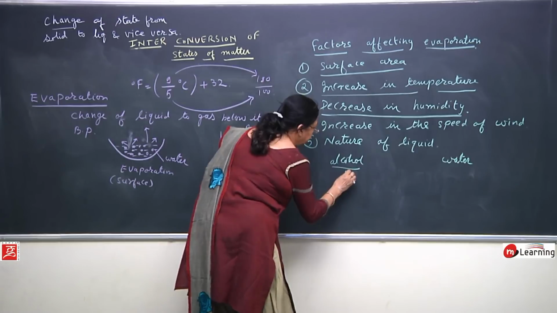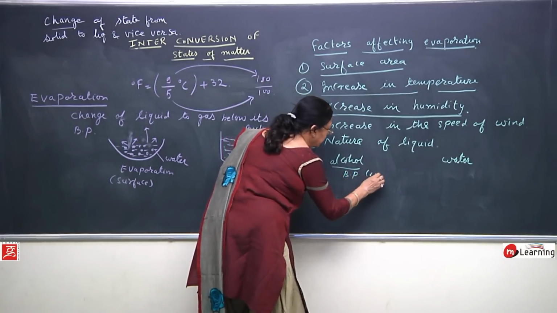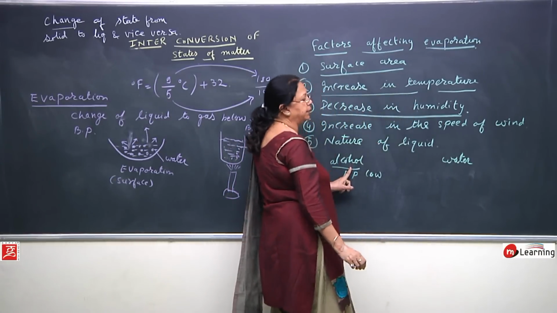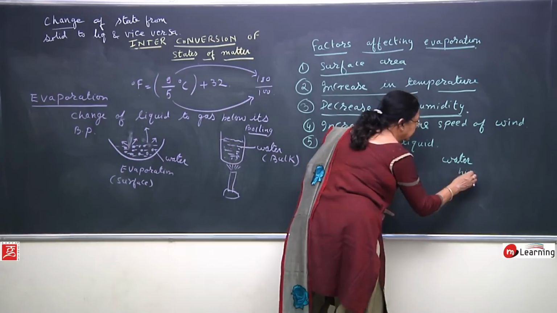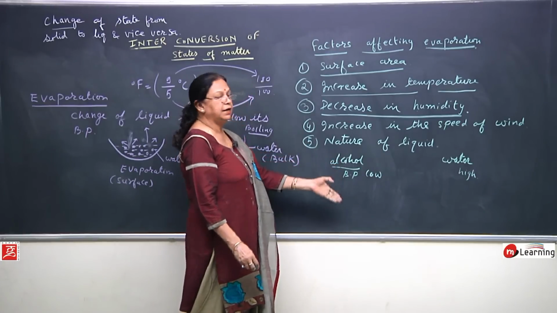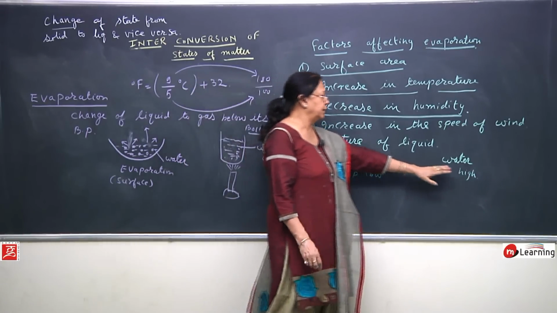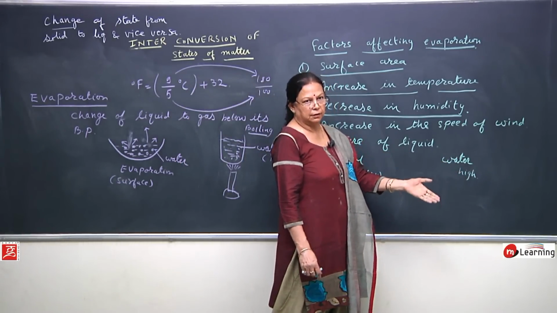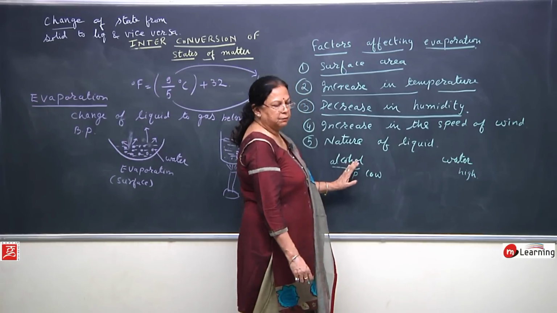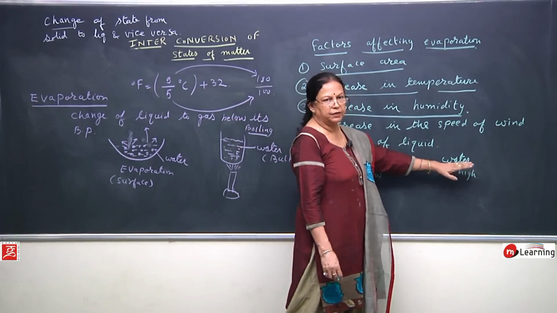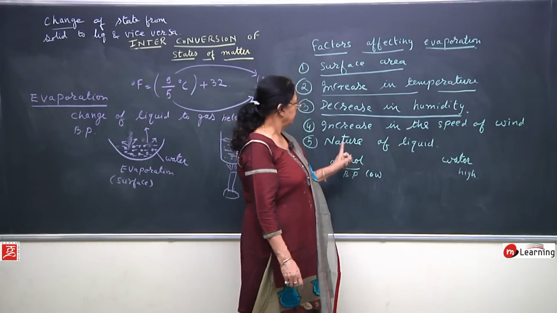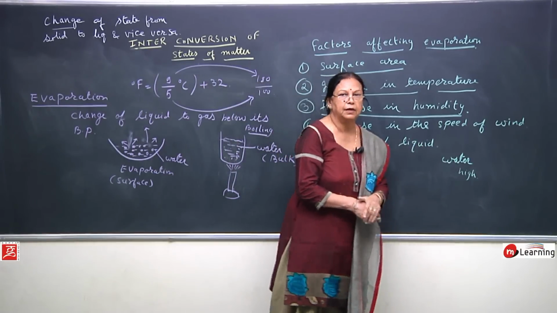Here the boiling point of alcohol is low, and the boiling point of water as compared to alcohol is higher. So this alcohol will evaporate faster, and water will not evaporate so fast as compared to alcohol. So it depends upon the nature of the liquid.